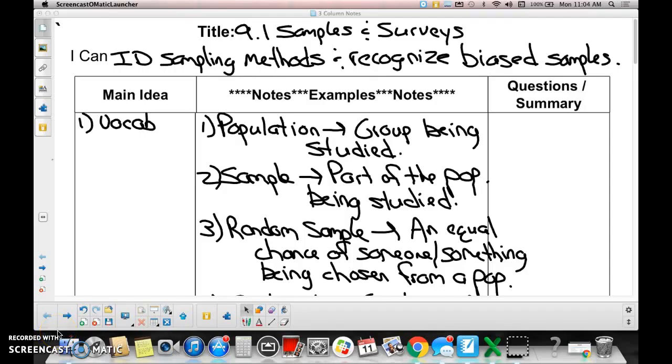Jake, what are we doing today? Samples and surveys, 9.1 or 9-1, samples and surveys. And Austin, what is the I can? I can identify sampling methods and recognize biased samples.